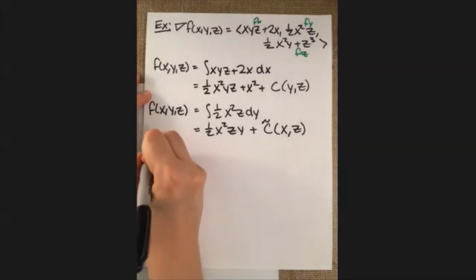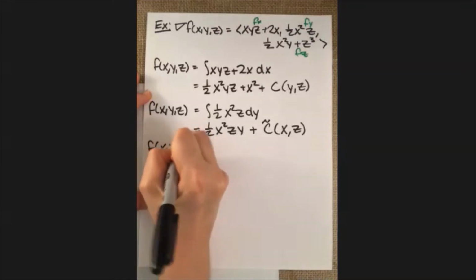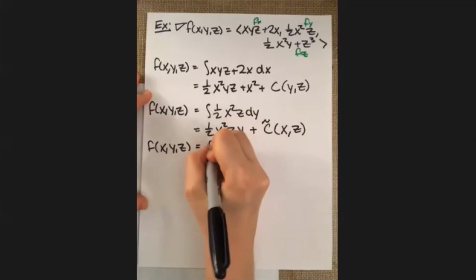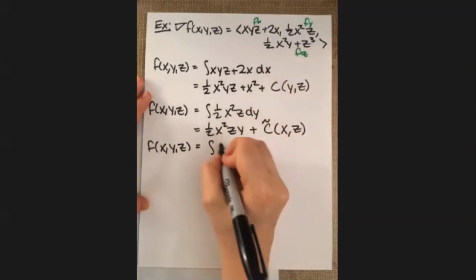Finally, same process, but for the z component. So we're going to undo the partial derivative with respect to z.